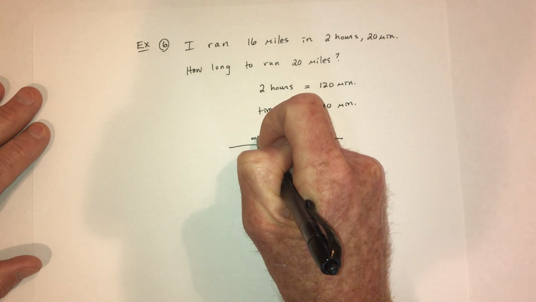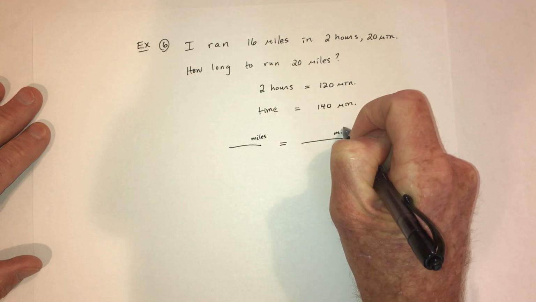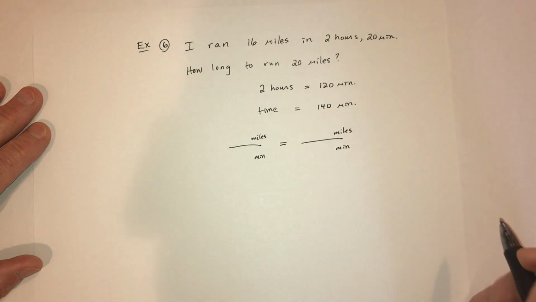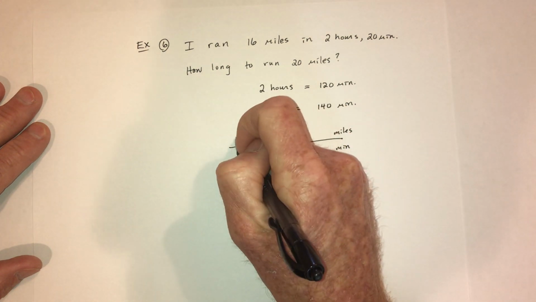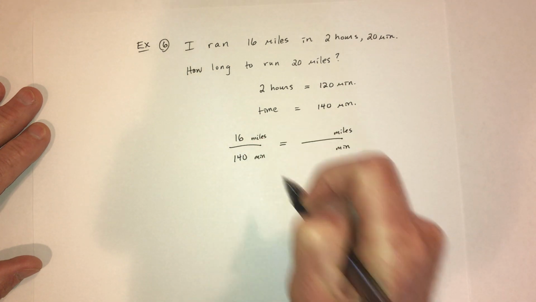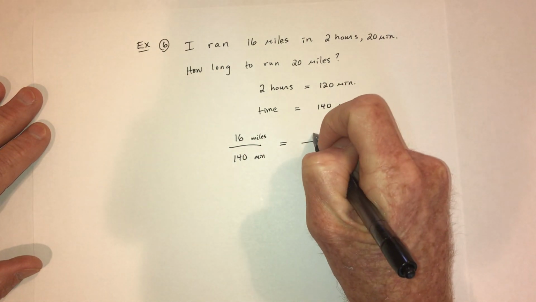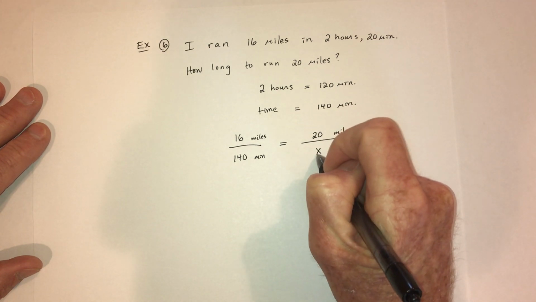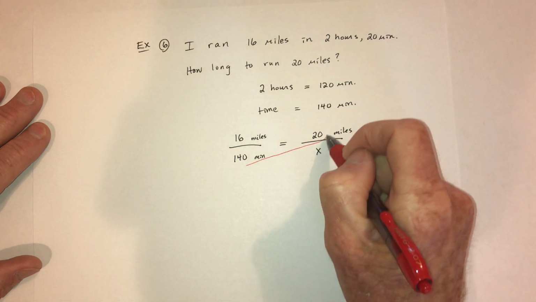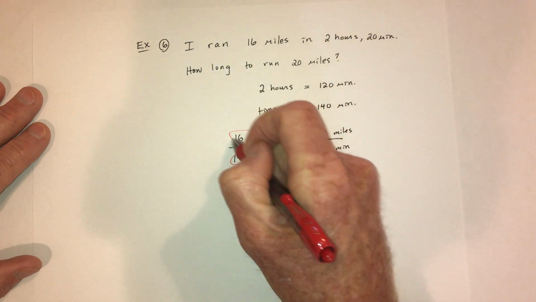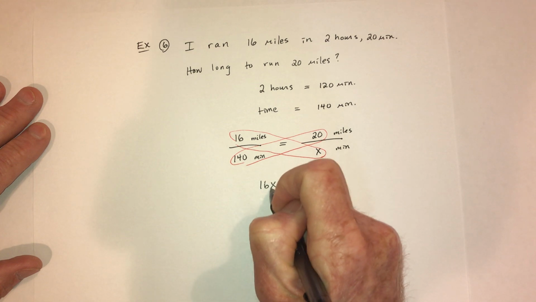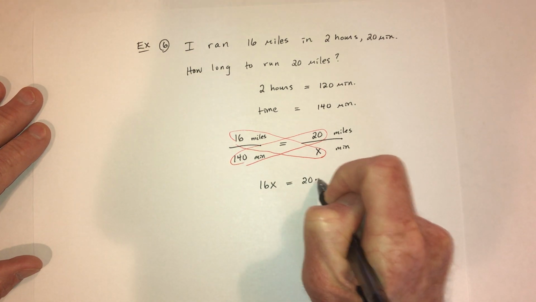So this is going to be miles, which means this needs to be miles. This is going to be minutes, so that means this needs to be minutes. So the first part was 16 miles, and that is 140 minutes. And then what if it's 20 miles, and then how many minutes? So use X there. And then cross multiply and cross multiply. So one side would be 16 times X, and the other side would be 20 times 140.